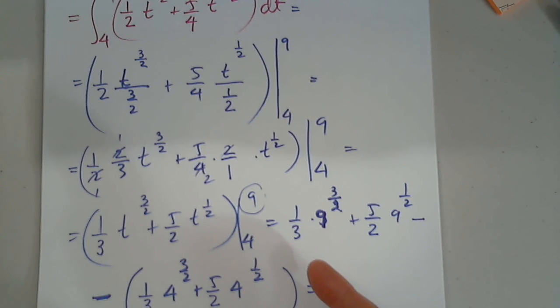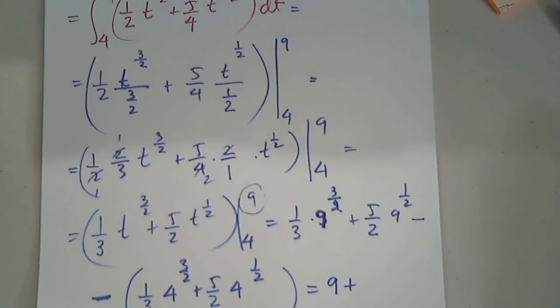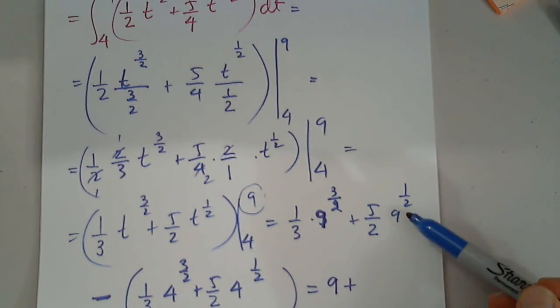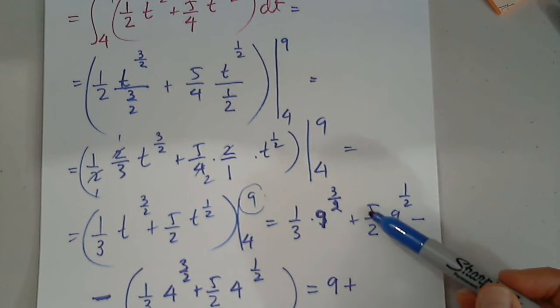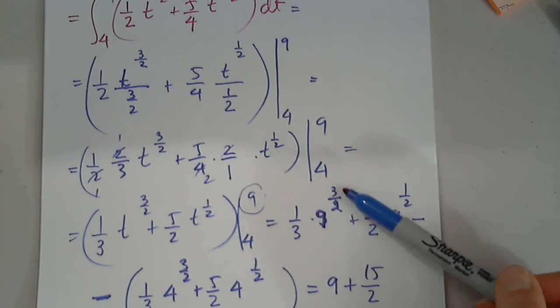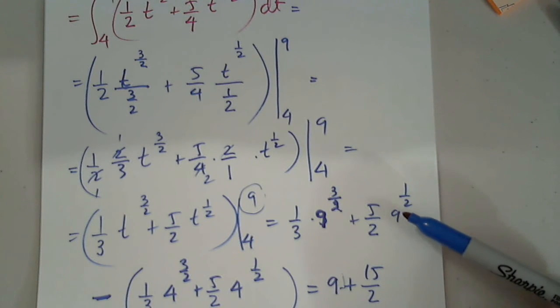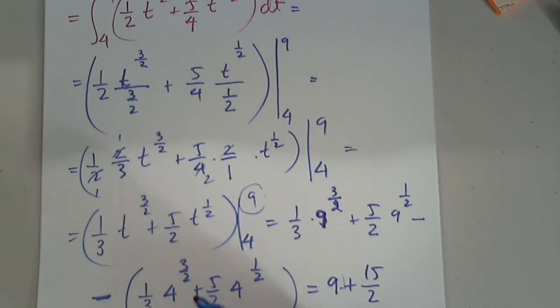So then I have 1/3 in front. So 27 divided by 3 will be 9. Plus, the square root of 9, let me stop sharing, the square root of 9 is 3. So 3 times 5 is 15 divided by 2. So this was 27 when we calculated, divided by 3 will be 9. And this is 5 over 2, but the square root of 9 is 3. So 3 times 5 is 15. Here I have the same procedure. The square root of 4 is 2. 2 to the third is 8. So minus 8 over 3. And this is the square root of 4, which is 2, which simplifies with the denominator, so minus 5.